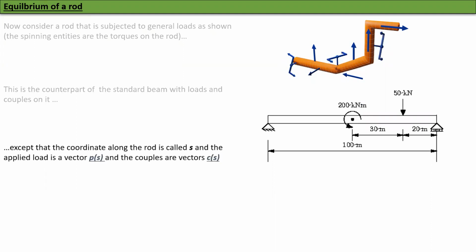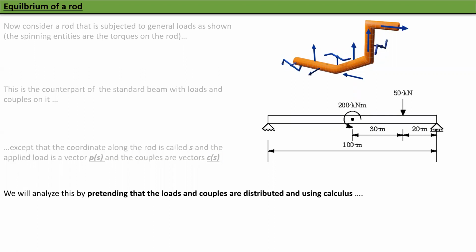So the coordinate along the beam was called X. But since this is a bent rod, the coordinate along the rod is called S, S as in Sam, as you go through this rod. And the applied loads, instead of being scalars, will now be vectors. P of S is the force vector, and couples are called C of S.